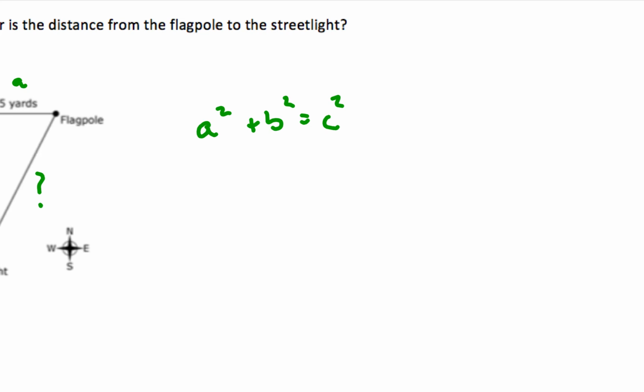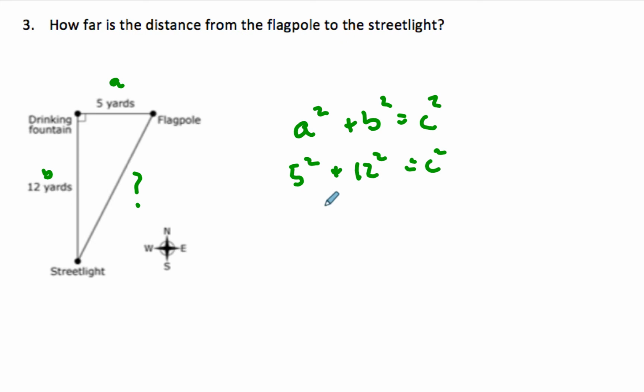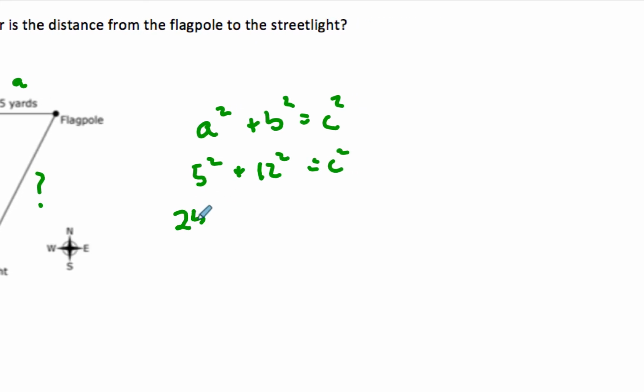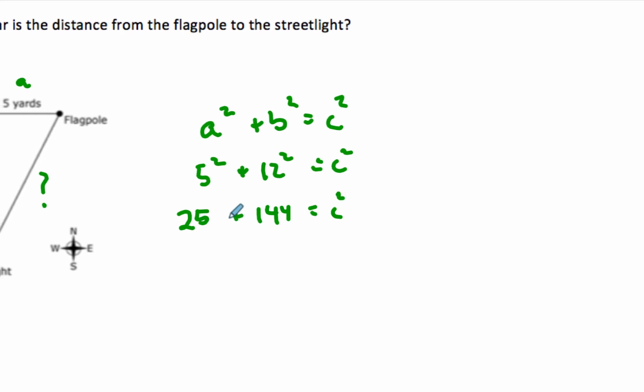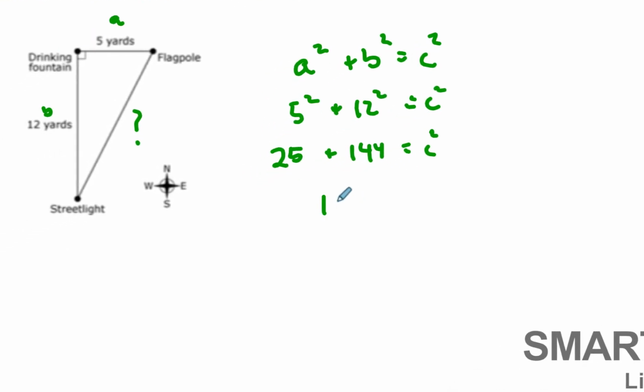And I can tell that these are legs because the right angle is next to them. So both the legs form that right angle, and the hypotenuse will always be opposite of that right angle. So a is 5, b is 12. And now you just need to do the calculation. So 5 squared is 25, and 12 times 12 is 144. And if we add these two together, let's see, 144 and 20 gives 164, and 5 more would give 169.